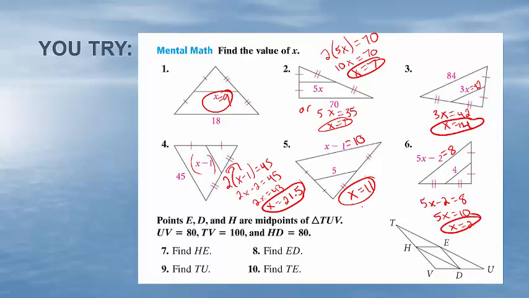Now I like to go ahead and label this picture. So they tell you that U to V, so this whole thing, is 80. T to V, this whole thing, is 100. And H to D is 80. So let's take a look here. HE is the mid-segment, and it's parallel to the side that's 80, so it's going to be half the length.